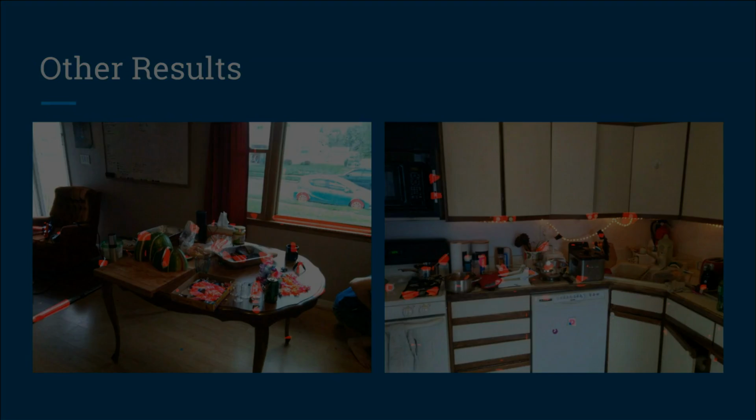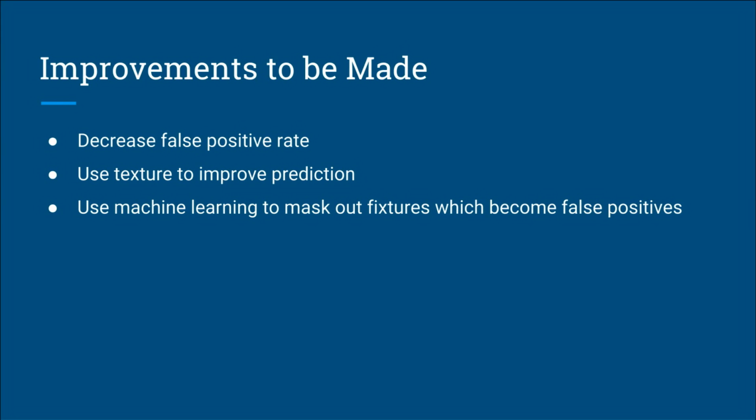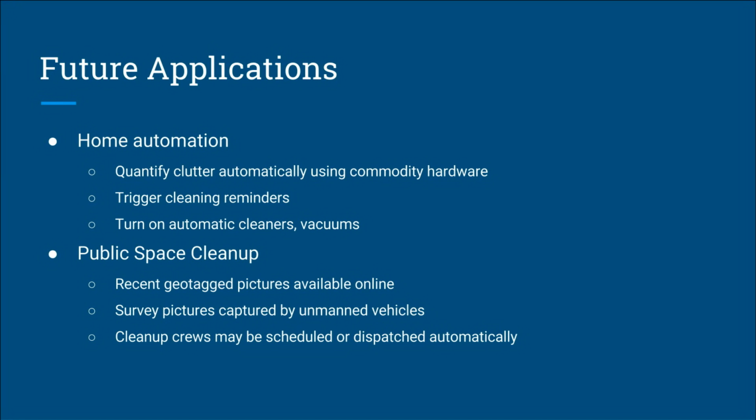Clearly, this technique is somewhat primitive, and there are improvements to be made. Many kinds of false positives need to be stamped out. Texture is another large piece of the puzzle which remains totally unutilized. For images from fixed cameras, machine learning or a simpler technique could be used to mask out frequent false positives, such as the wall hangings shown earlier. But I look forward to future applications of this technique.